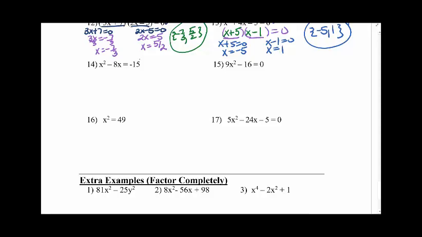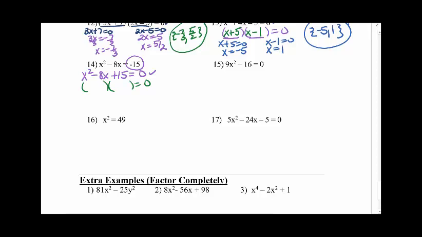First thing that's wrong is it's not equal to 0. So we need to add 15 to both sides to get it equal to 0. Now it's in the correct form. There's no GCF. We're going to factor it.